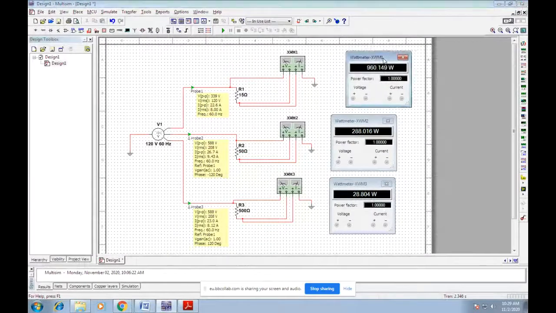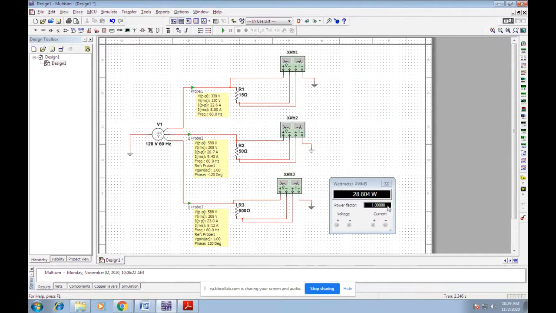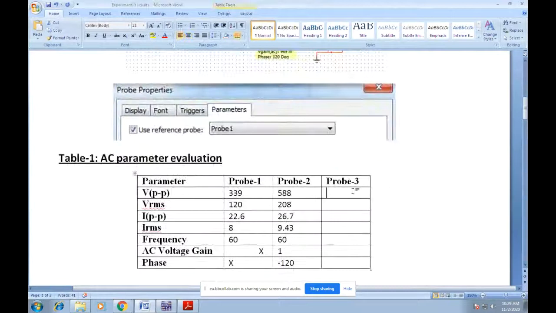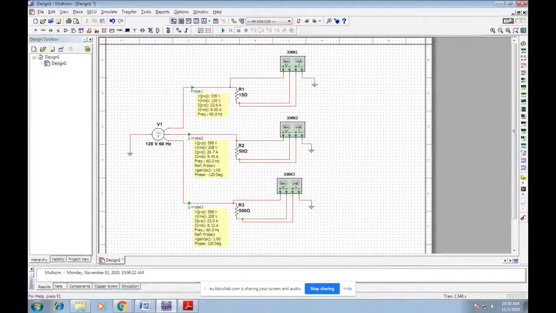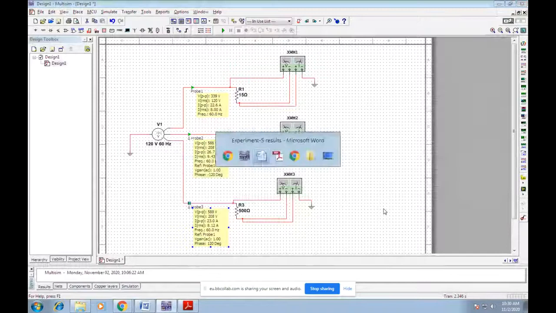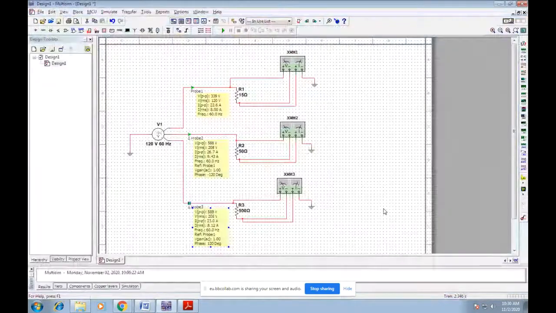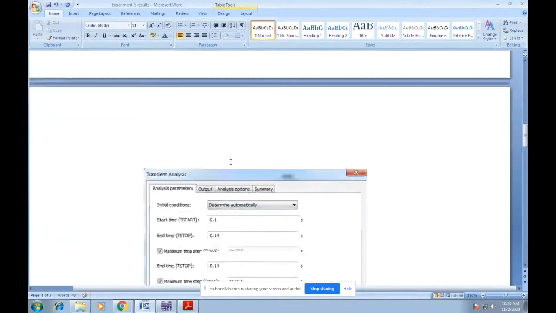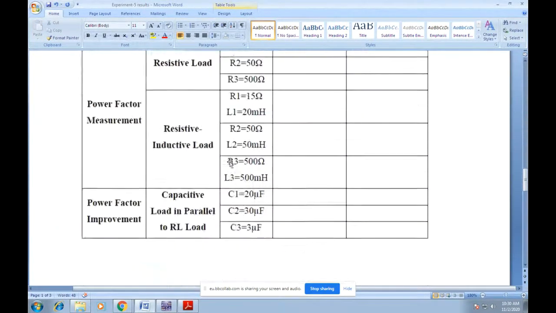so after this, let me close this, or let me complete the table, such that it will be easy for you to write it. So for the probe 3, it is 588, 208, 23, 8.12, 61, and 120, 61 and 1 plus 120. This is the results for table number 1. Similarly, we will go for table number 2.